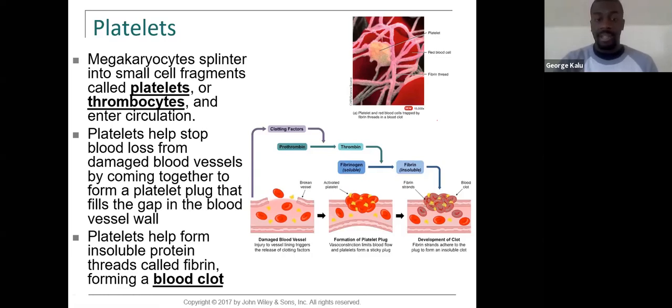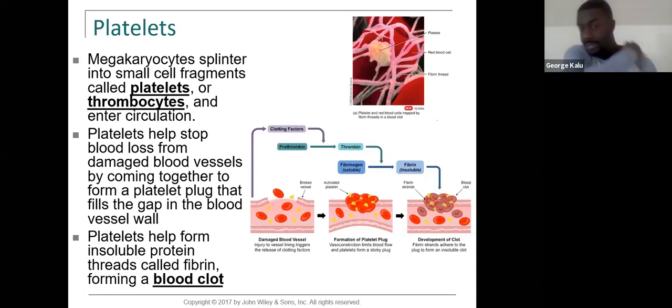Okay. In addition to that, the platelets are also going to start forming some threads called fibrin. Okay. And that fibrin helps to hold everything together inside that clot, inside that plug, and eventually will form what's called a blood clot. Okay, and that blood clot will help to prevent blood from leaking out of that particular vessel. Okay. So that is the platelets.